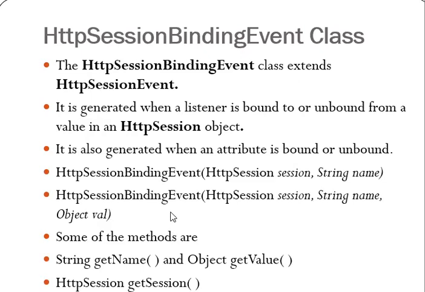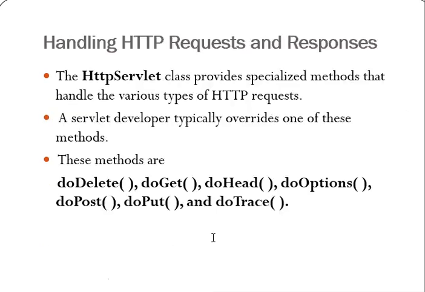Then HttpSessionBindingEvent. This particular class extends HttpSessionEvent. It is generated when a listener is attached to a session object, which means the listener will have access to that particular session object. So HttpSessionBindingEvent has a constructor. It has getName and getValue, and the getSession method can be used.